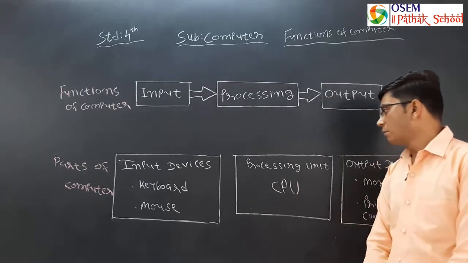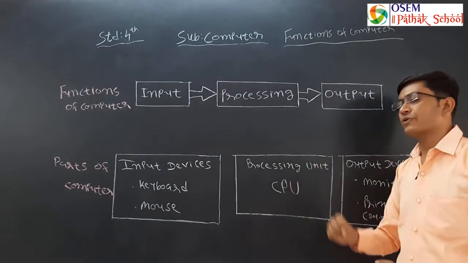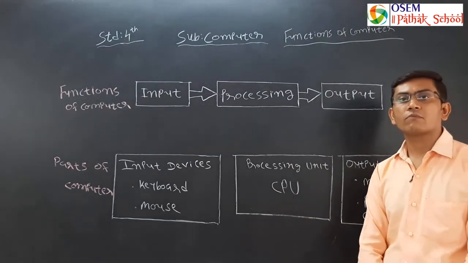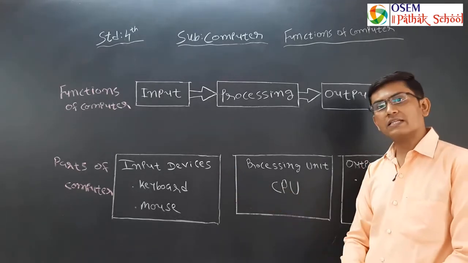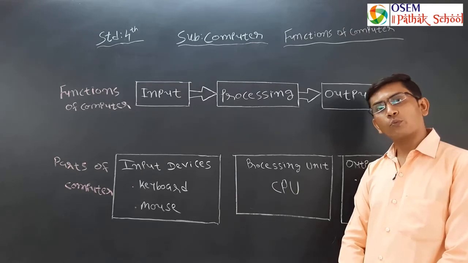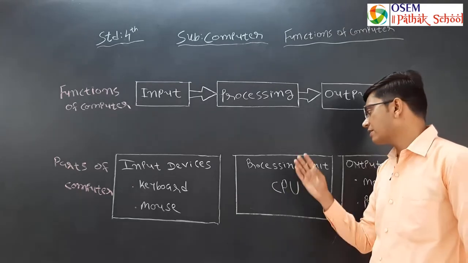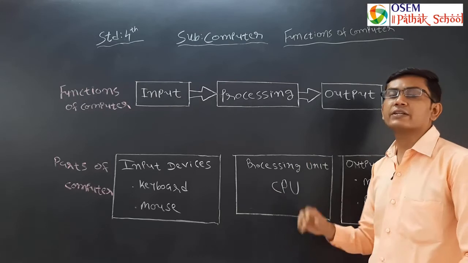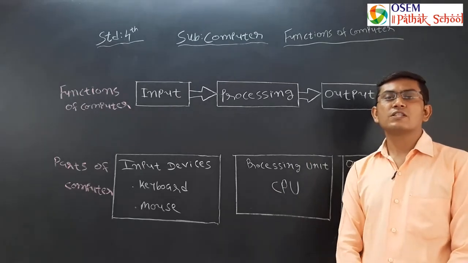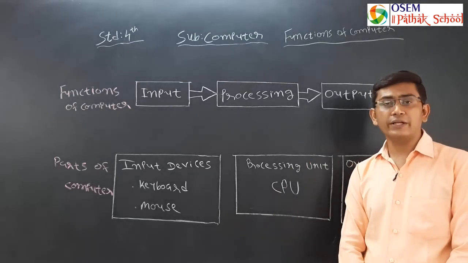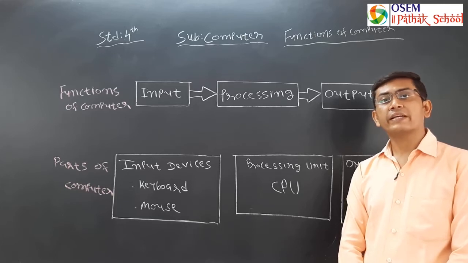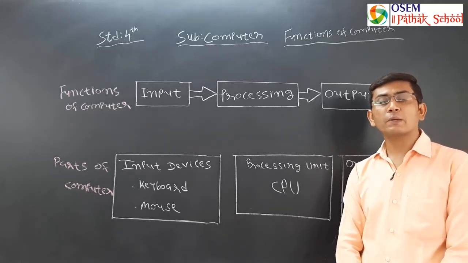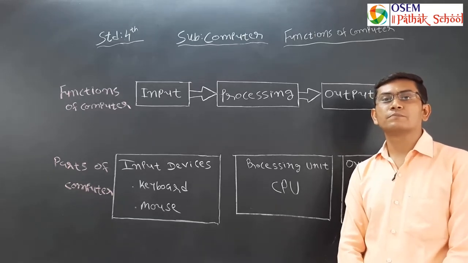The next part of the computer is the processing unit. When you enter data into the computer with the help of input devices, the computer will process it in this part, means the processing unit. CPU means central processing unit. It is the brain of the computer. We can say the CPU is the most important part of the computer.